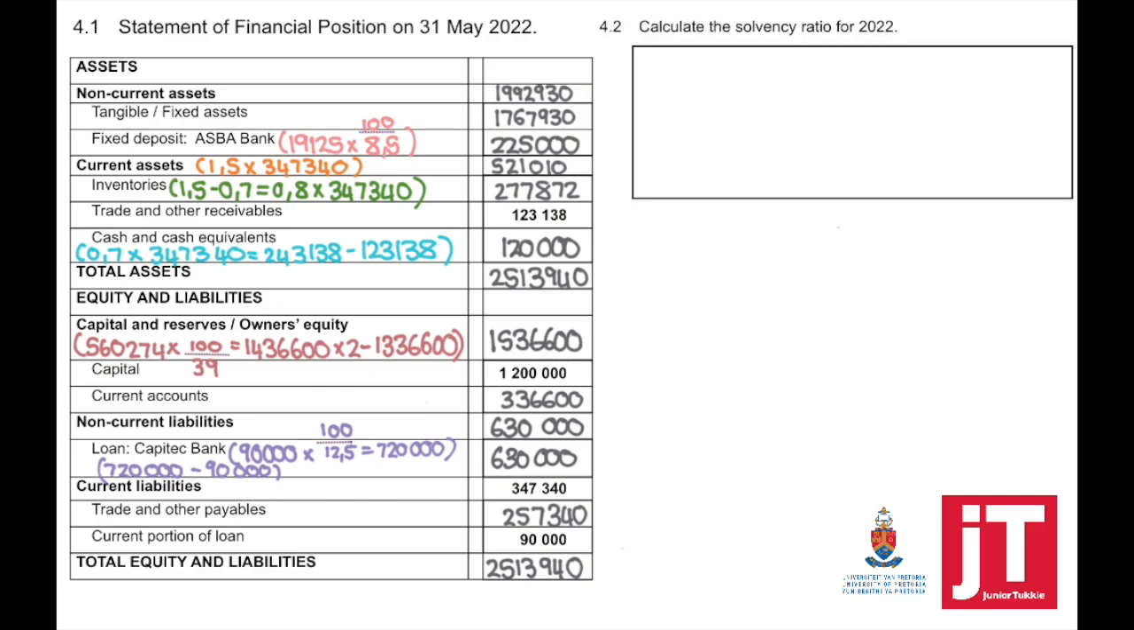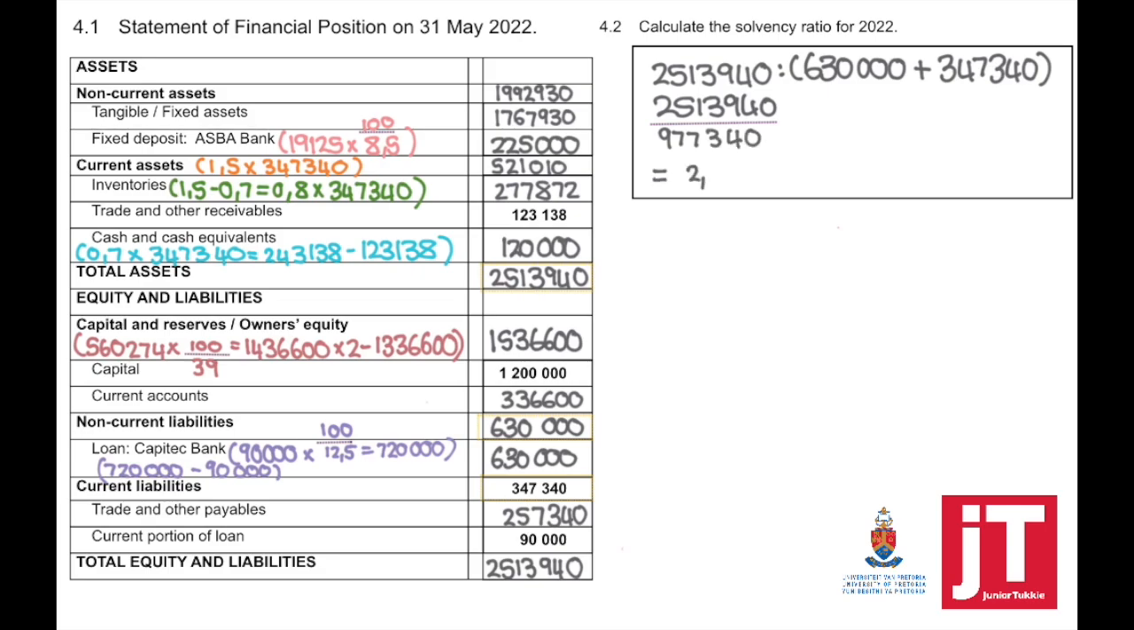Question 4.2 is calculate the solvency ratio for 2022. To calculate the solvency ratio, it's your total assets divided by your total liabilities, which means your non-current plus your current liabilities. That equals 2,6 to 1.